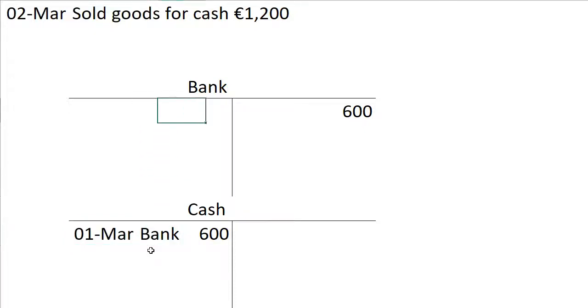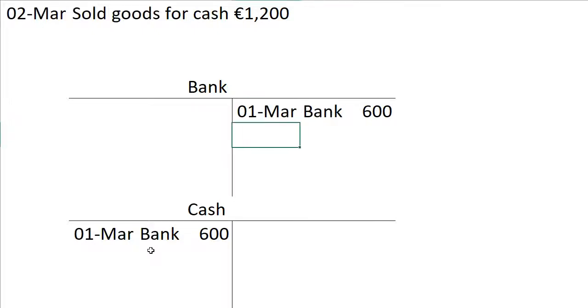And we put in the description. Okay, so 600 out of bank and 600 in cash. The next transaction was on the 2nd of March, sold goods for cash. So what are the two accounts for that?